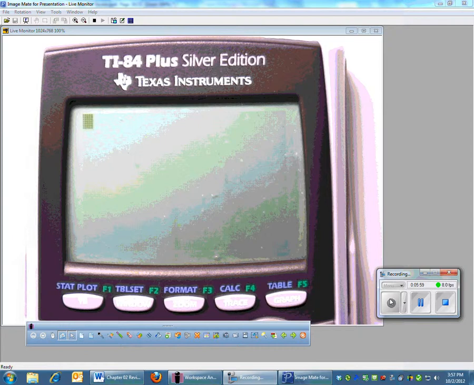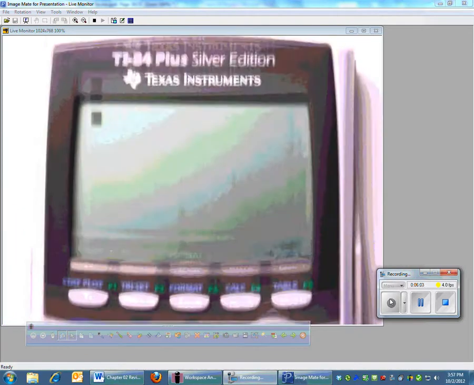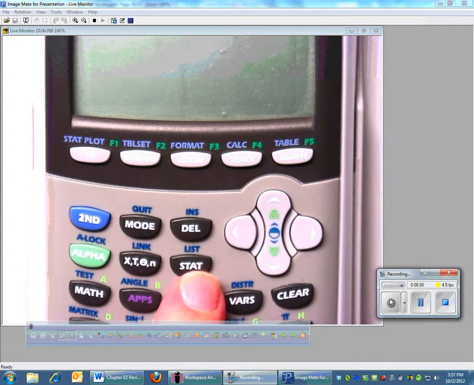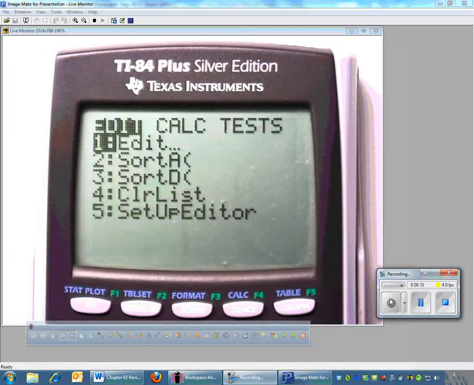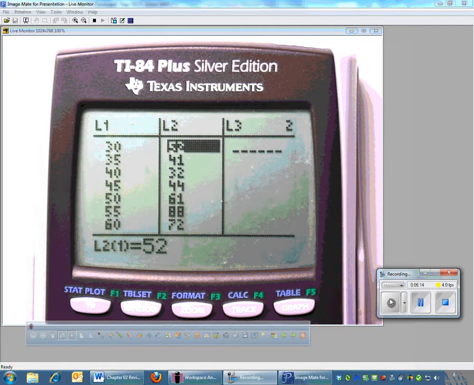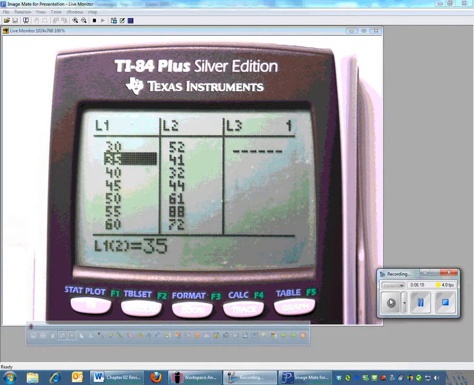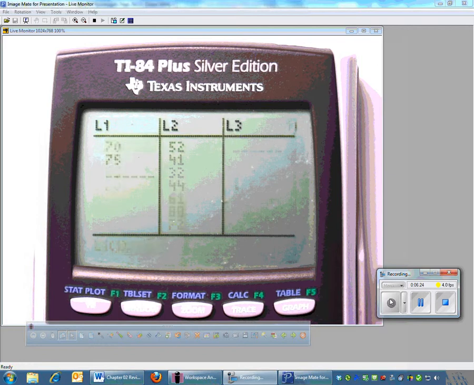All right, 84s. The way we do this is we hit the stat button, which is right there next to X,T,theta,n. So I'll hit stat. It opens up this menu, and we want to edit. And I first have to clear all this out. Oh man, how do I clear this? Delete. There it is. So I'm going to hit the delete button until all of those are gone.